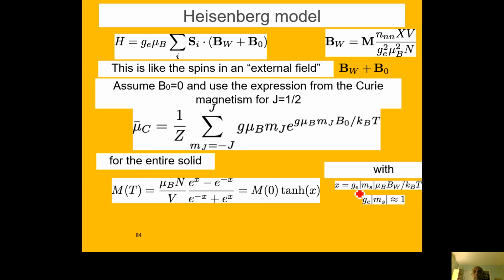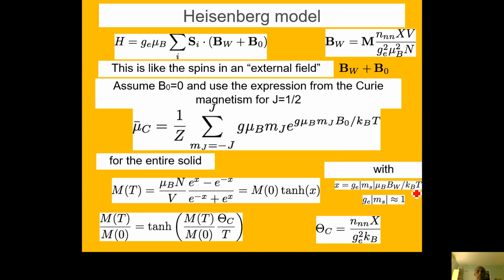X means this whole thing inside here. So this is nothing but the tanh function. So this magnetization as a function of temperature is given as a tanh of x. So x is a function of both the Weiss field and the temperature term here. Then if you calculate m, normalized for t equals 0, you can write it in this fashion. So this theta c is the number of nearest neighbors times your exchange interaction constant, and this 2 squared over kb.